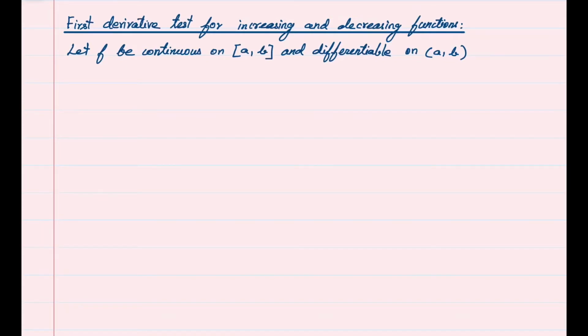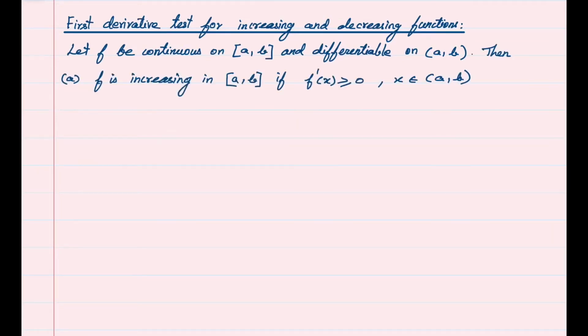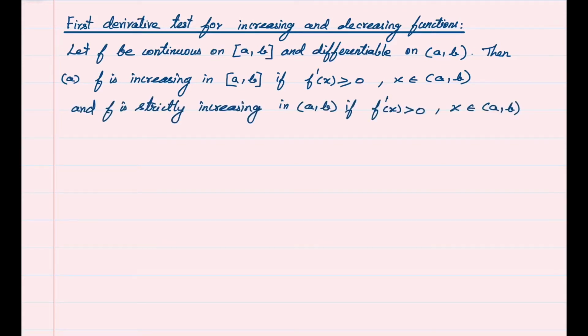That is, f should be a continuous function on the closed interval [a, b] and differentiable on the open interval (a, b). And f is an increasing function in the closed interval [a, b] if f'(x) is greater than or equal to 0 for all x values in that interval. And f is strictly increasing in the open interval (a, b) if f'(x) is greater than 0 for all values of x in the interval (a, b).